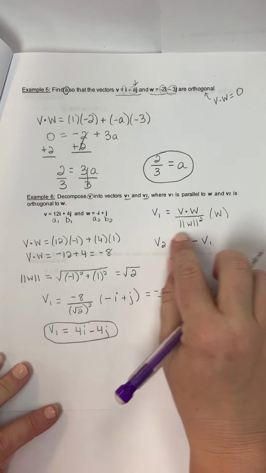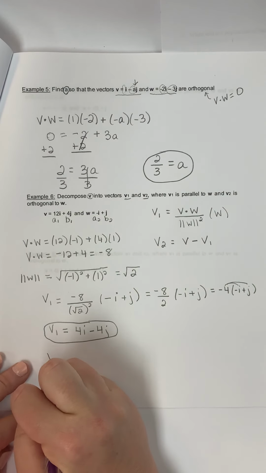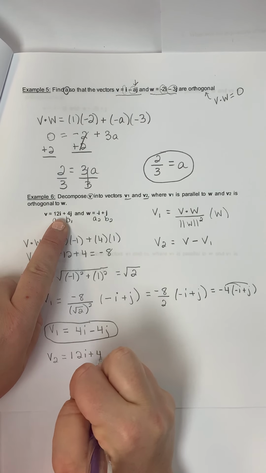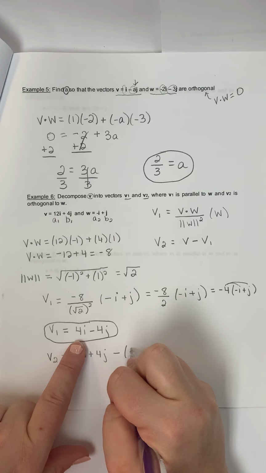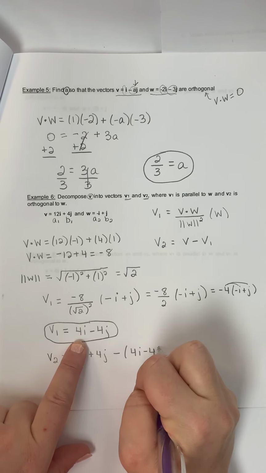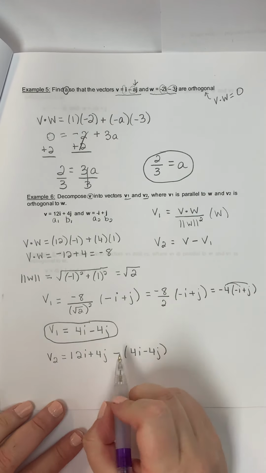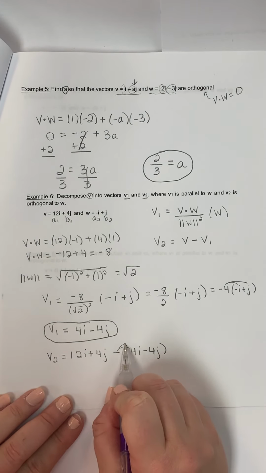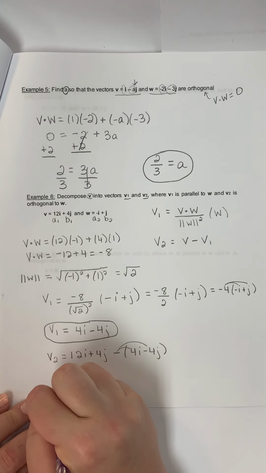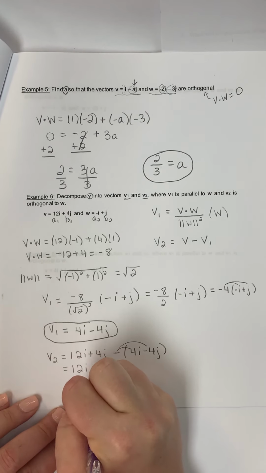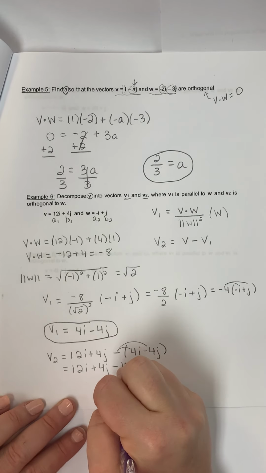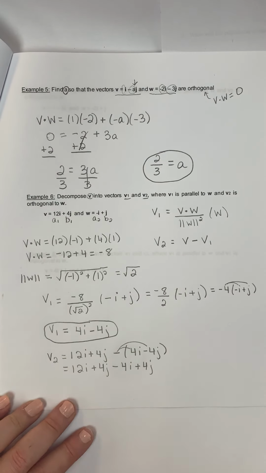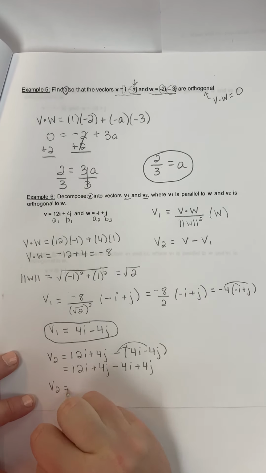Okay, now let's find v2, which is supposed to be orthogonal. So I'm going to have v2 equals v minus v1 that we just created. Now notice I put v1 in parentheses. That's because remember, when you subtract anything with multiple terms, you have to distribute a negative through there. So what this actually means is 12i plus 4j minus 4i plus 4j. Don't forget, you have to change those terms. This is going to give you a vector v2.